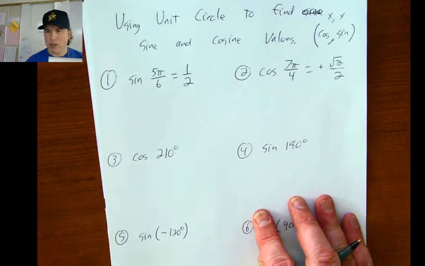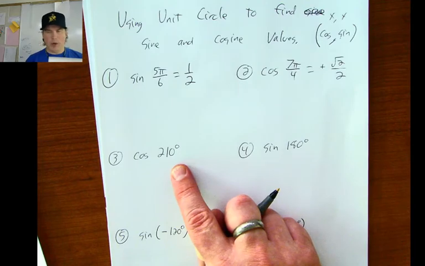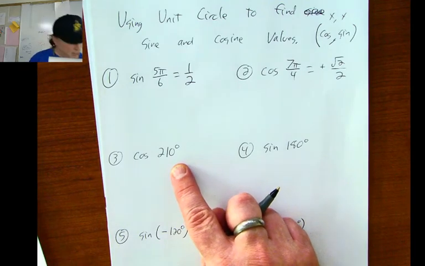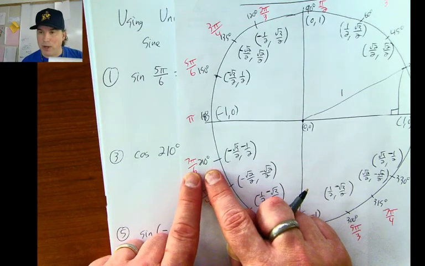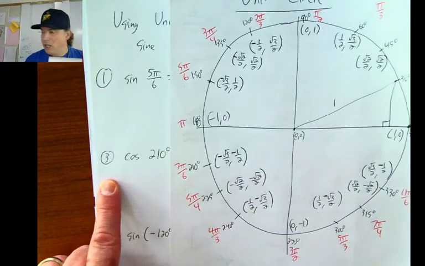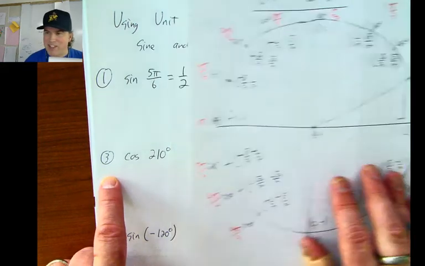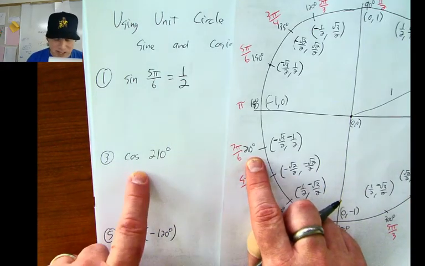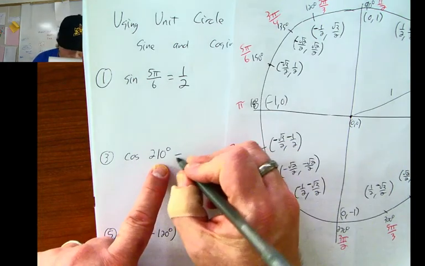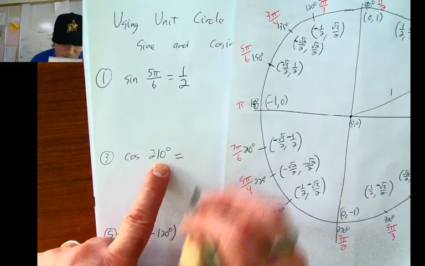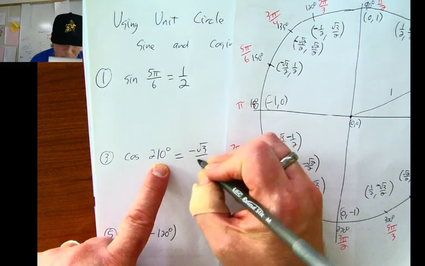Next, cosine of 210 degrees. Now we're working in degrees. So I go to the 210 degree point, and it's cosine. So I'm looking at the x coordinate, and at 210 degrees, the x coordinate is negative root 3 over 2. So cosine of 210 degrees is negative root 3 over 2.